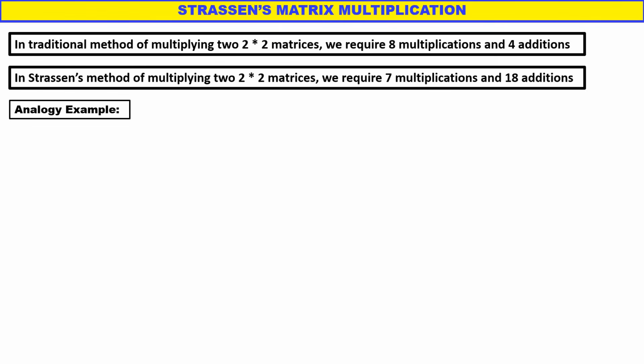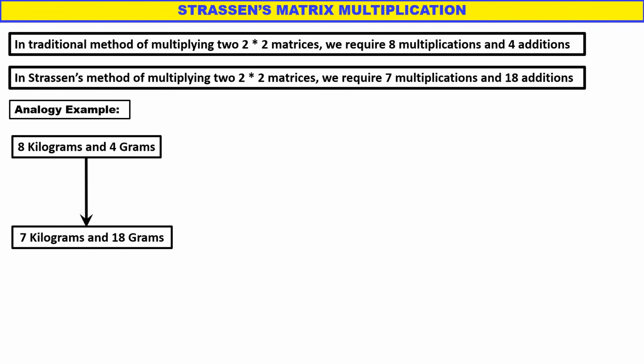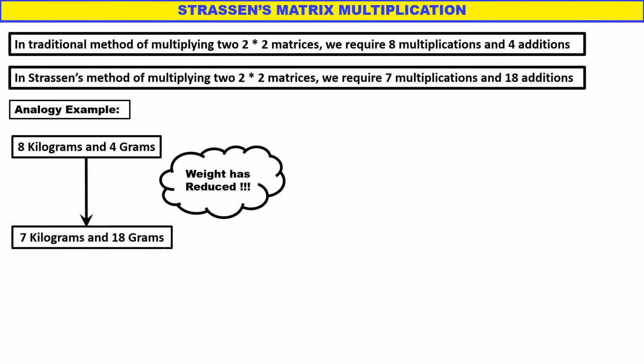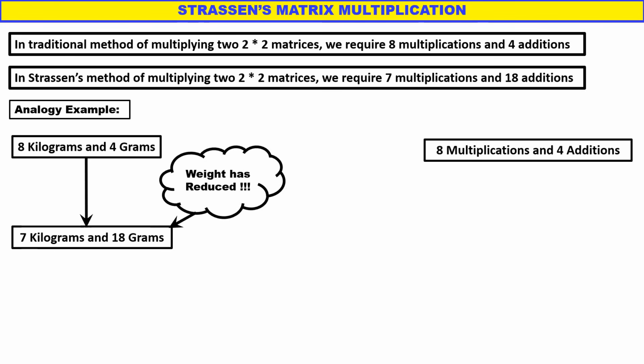Let us take a very simple analogy. I think with this analogy, you will understand what is the contribution of Strassen's. See, 8 kilograms and 4 grams, when it is reduced to 7 kilograms and 18 grams, grams are increased from 4 to 18, but kg is decreased from 8 to 7. What will be the total weight? Is it weight reduction or weight increase? It is reduction. Weight has reduced. Even though grams have increased from 4 to 18, just because the kg has reduced from 8 to 7, the weight has reduced.